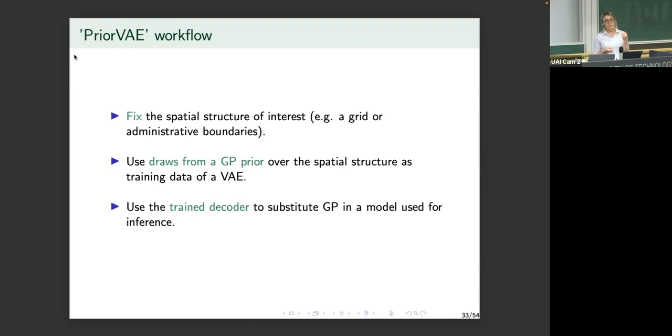All these priors then serve as the input data to the variational autoencoder. Then the variational autoencoder is trained on these draws. That was the first step. The second step is the inference procedure, which means we open up the probabilistic programming language of choice, implement the model, and make a tiny alteration there: instead of the implementation of the Gaussian process, we plug in this trained decoder working with the IID random variables.